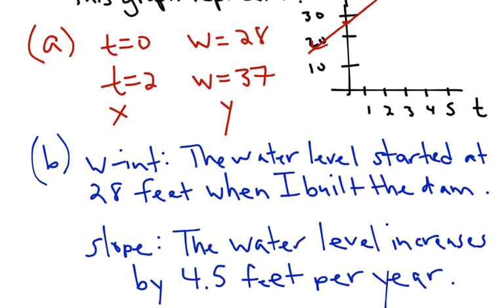The slope is 4.5. 4.5 says that the water level increases by 4.5 feet per year. Remember that the slope is a rate of change, and since the water level is in feet, the time is in years, that means the slope is going to be in feet per year.